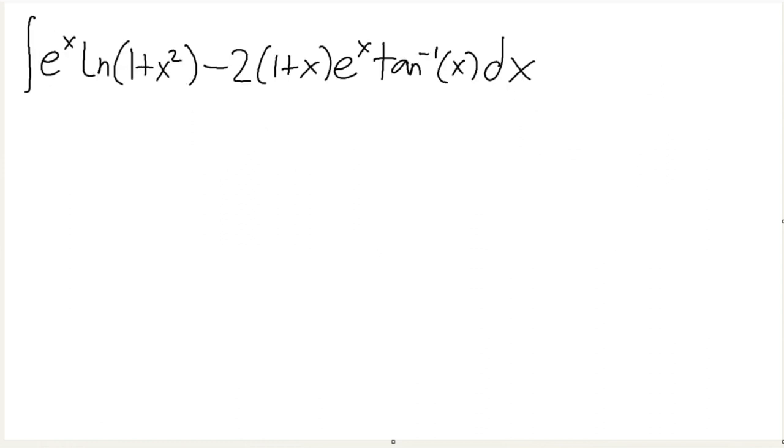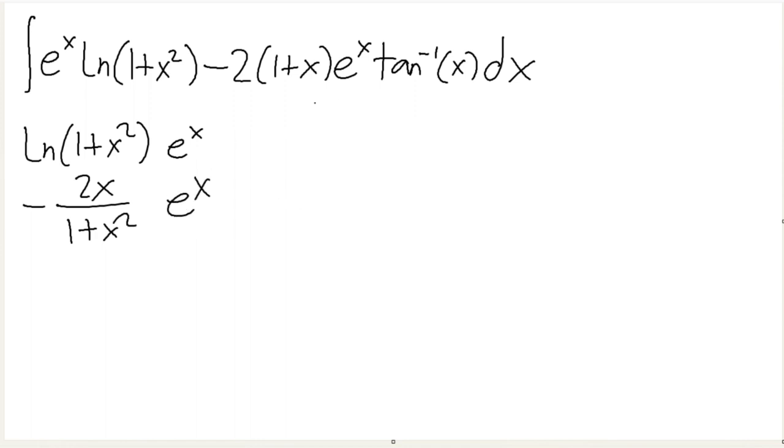Awesome. Whoa. Okay. So this is from MIT Integration B. What do we do here? Is this a product rule? Well, that's a nasty looking product rule. But let's try semi-integration by parts to sort of ease the pain that we're looking at. So here, this looks non-elementary. So let's integrate this, and we get, let's see, negative 2x over 1 plus x squared, and we have e to the x. That looks nothing like what we have here, but okay, let's try integrating by parts on this term. Inverse tangent of x, minus 2, 1 plus x, e to the x.